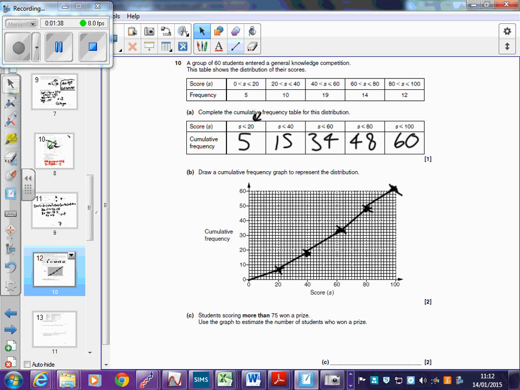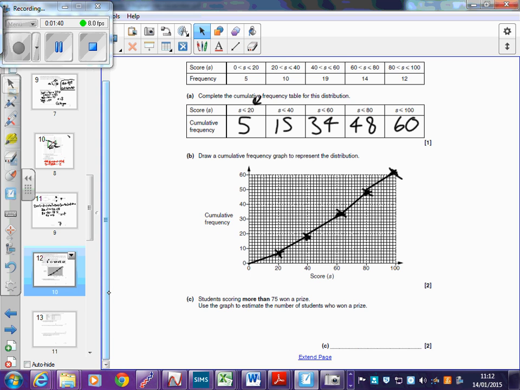Okay, students scoring more than 75 won themselves a prize. Use the graph to estimate the number of students who won a prize. Alright, so we're looking for people that scored more than 75. 75 is halfway between 60 and 80, so go halfway again to find your 75. You'll find it sort of between two squares, and again, yours will be more accurate than mine. Going across and going there. Again, you can see my line's not straight, but it's going to be around about the 42 mark for me there. We want the ones that scored more than that, so we wanted the 18 that there is above that.